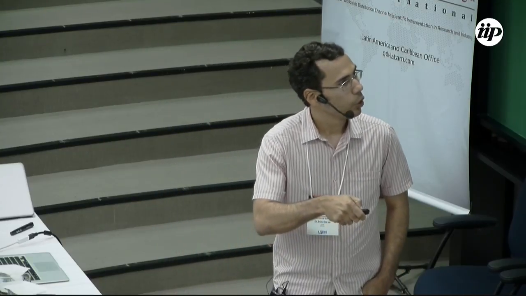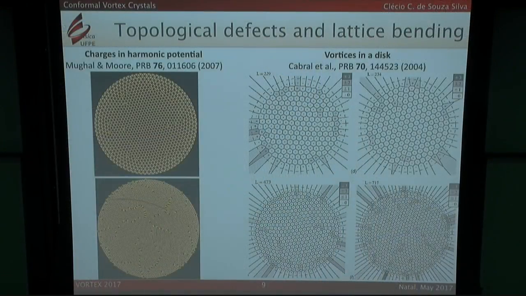But one important thing about topological defects is that they can stabilize curvature. So if you want to search for a non-homogeneous distribution of vortices, the system has to cope with curvature of the lattice lines. For that, you need a specific distribution of topological defects. You can see this in these simulations by Leonardo Cabral and François Peeters, more than 10 years ago. These are actually vortices in a superconducting disk.